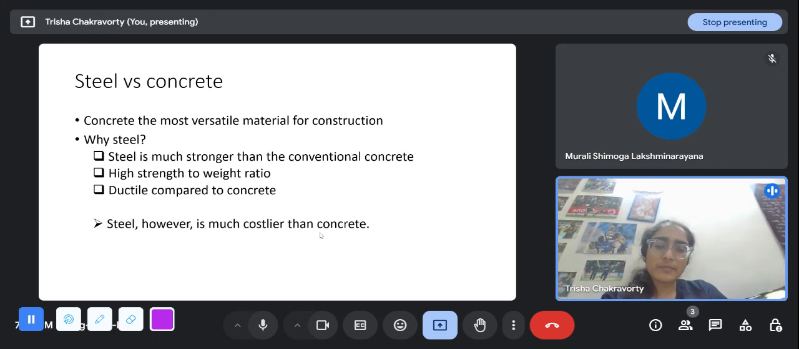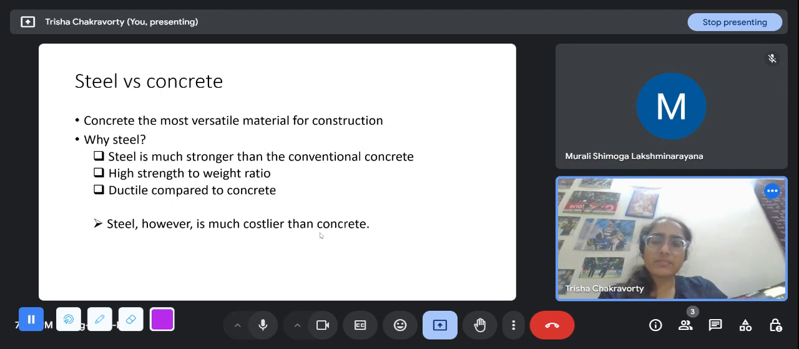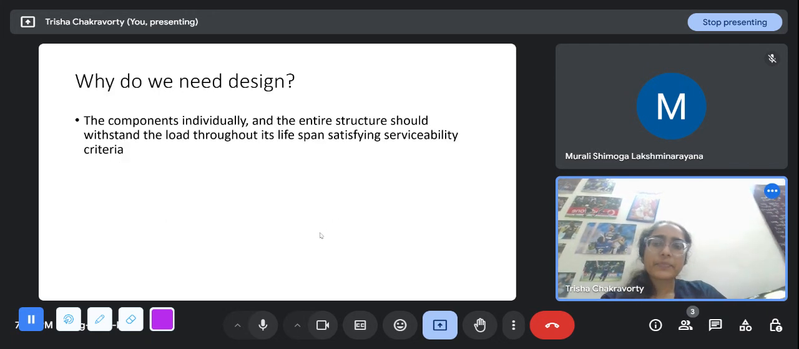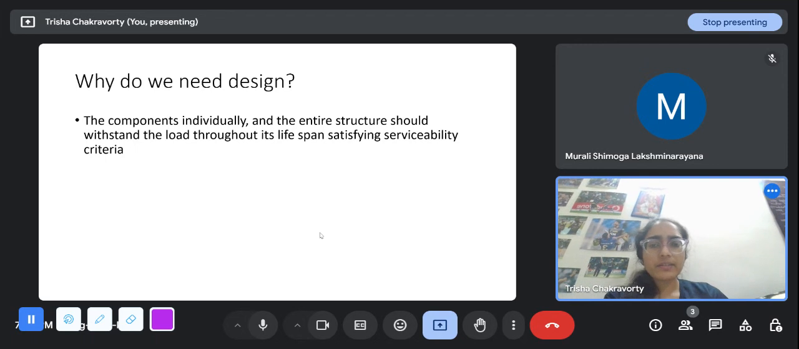However, steel is much costlier than concrete, so we do not usually go for steel in structures that demand less. We use steel only in most specialized structures like bridges, towers, and so on. And why do we need design? This design of steel structures.